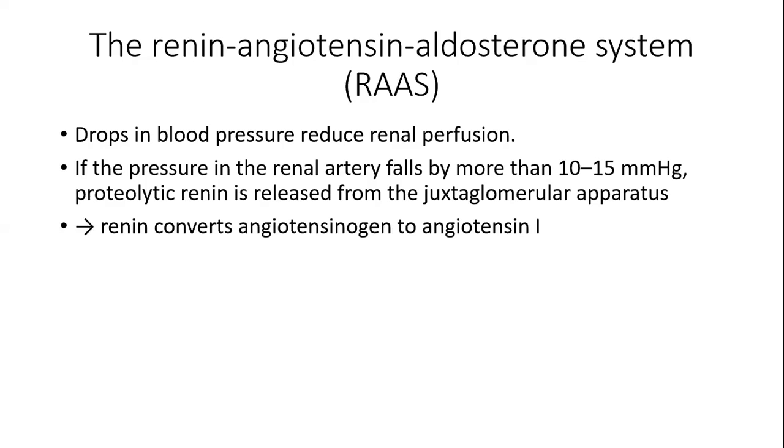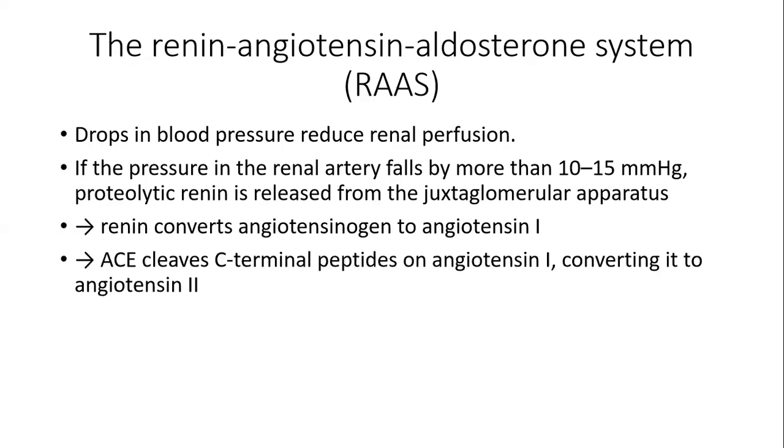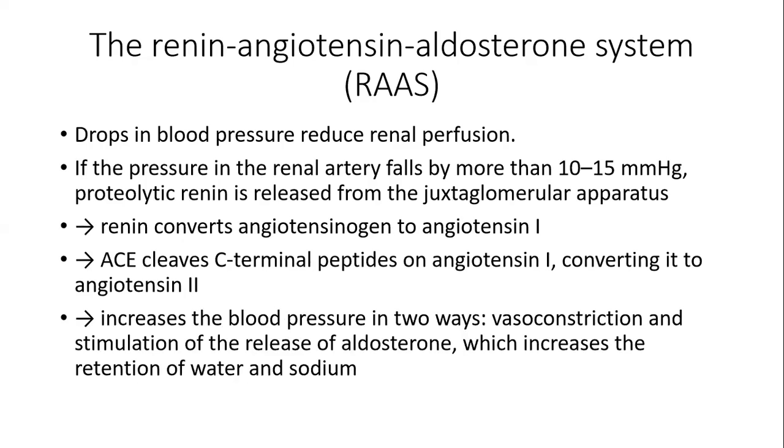Now, renin converts angiotensinogen to angiotensin 1, and then angiotensin 1 will be converted to angiotensin 2 by the ACE enzyme. This angiotensin 2 can increase blood pressure in two ways. It can directly cause vasoconstriction because it is a very powerful vasoconstrictor, or it can cause the release of aldosterone, which will cause retention of sodium and water.